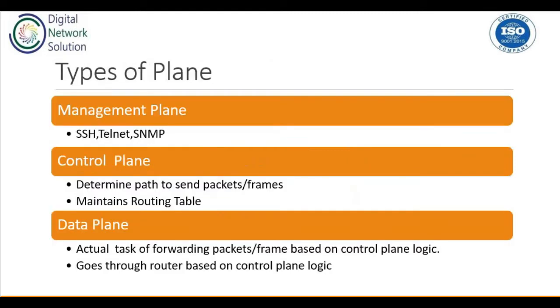Let us also familiarize with the planes. Planes are the abstract concept in networking based on the processes. In the networking, we have three main planes. They are management plane, control plane, and data plane. Management plane is used for the management of the device, such as password protection, SSH, telnet, etc. Control plane determines the path to send the packet or frame. It also maintains the routing table. It is the CPU of the devices. Data plane is the actual forwarding of the packet based on the logic of the control plane.